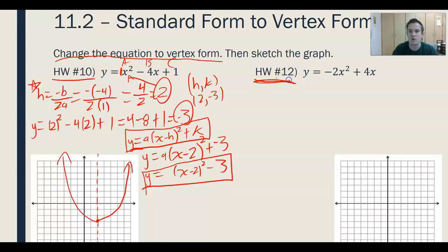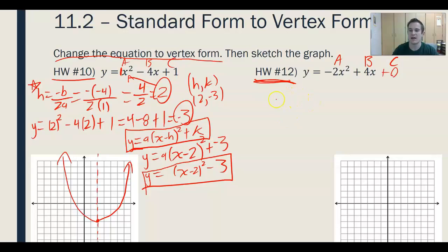Let's look at homework problem number 12. So this is y equals negative 2x squared plus 4x. This is a special, unique case because my c value here is just 0, but that's okay.